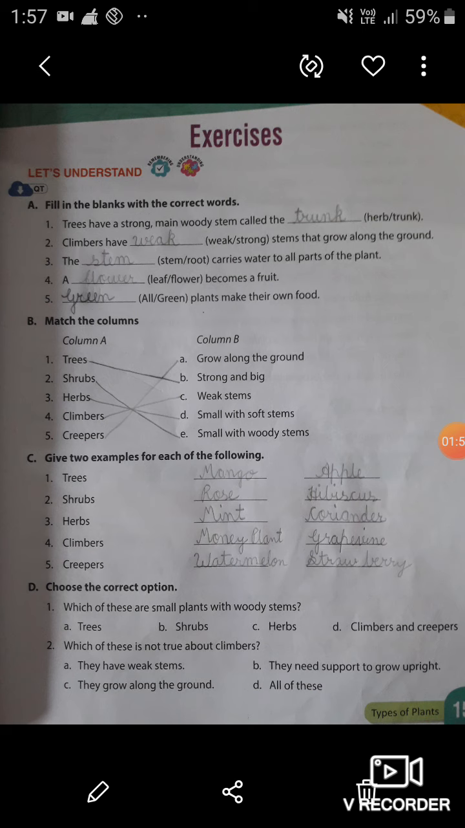The plants which are strong and big are called trees, and the plants which have weak stems are called climbers. They need support of other plants, walls or sticks to grow upright. The last type of plants is creepers. Plants with weak stems that grow along the ground are called creepers.